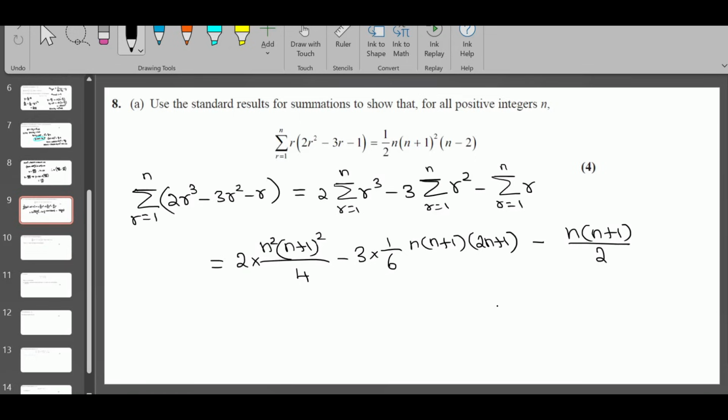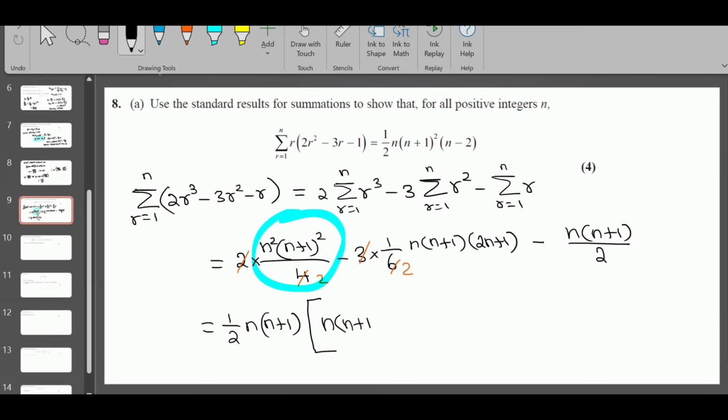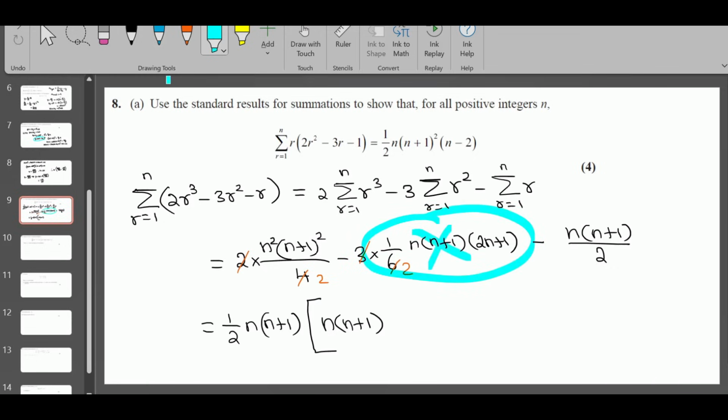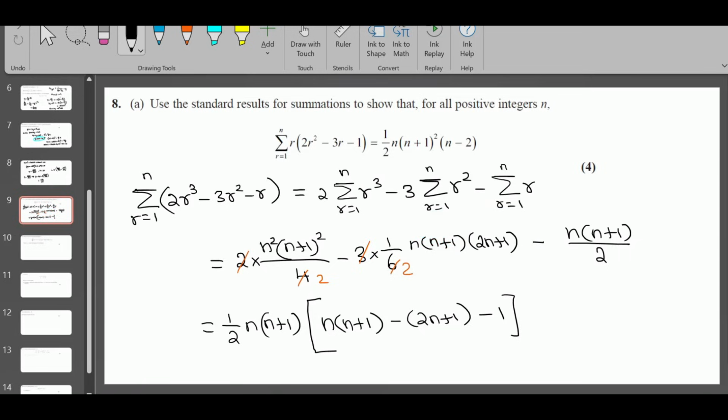Now we need to simplify this by taking out a common factor. First, cancel this, you will get 2. Cancel this, it's 2. We need 1 over 2 as a common factor. So I'm taking 1 over 2 n times n plus 1 as a common factor. So in the first term, when you take n times n plus 1, you'll be left with another n and another n plus 1. And in the second term, if you take n and n plus 1, you'll be left with just 2n plus 1. And in the third term, it will be just minus 1. Open the bracket and simplify, you'll get the answer already.